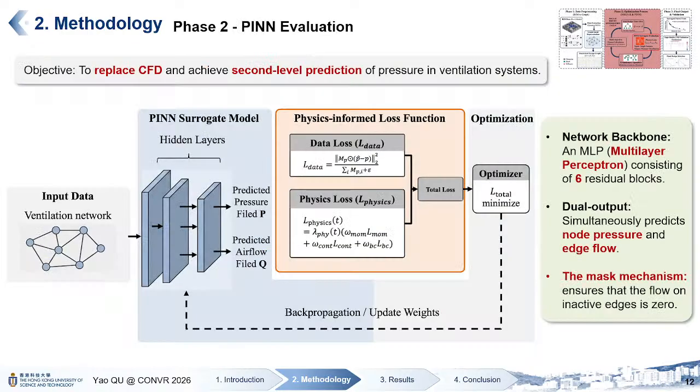This is to replace the CFD and achieve second-level prediction. I proposed the PN surrogate model. When we input the data, the surrogate model will predict the pressure field and the airflow field. Using these two, we can calculate the data loss and the physical loss. Using these, we give the total loss to the optimizer to minimize the total loss and update the weights, and finally get the best design.